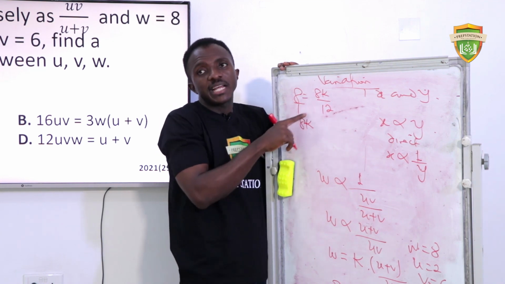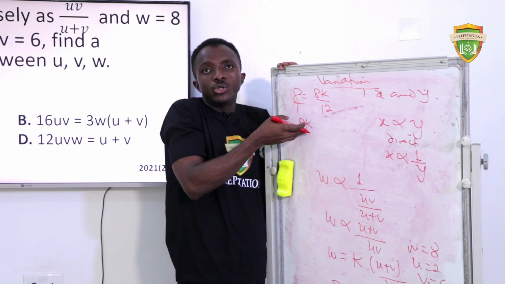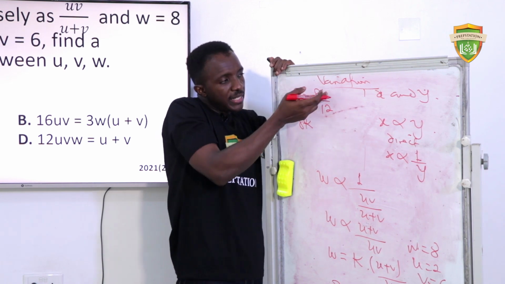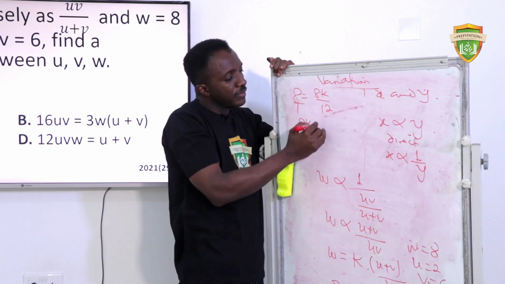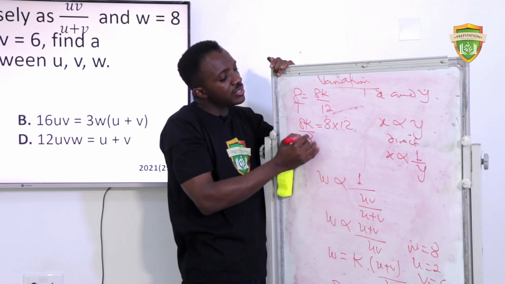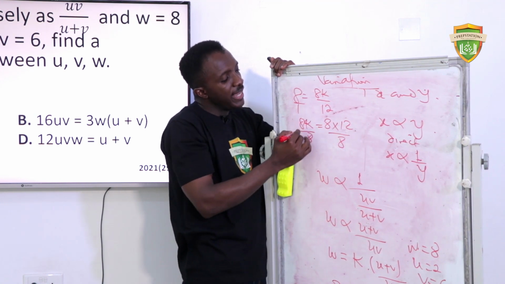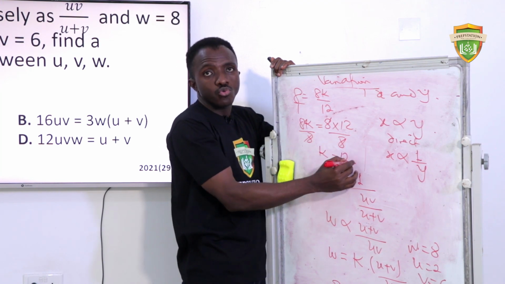Now, do you know why I did it like this? Because I always advise students to put their unknown to the left hand side. That's why I did 8k times 1. Ideally, it should be 1 times 8k. So this equals 8 times 12. So if I divide both sides by 8, 8 will cancel 8. My k becomes 12.